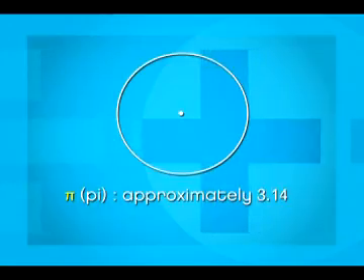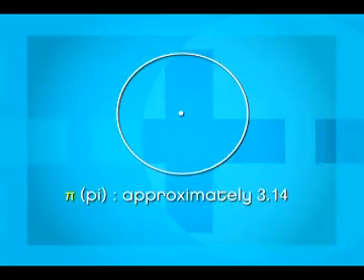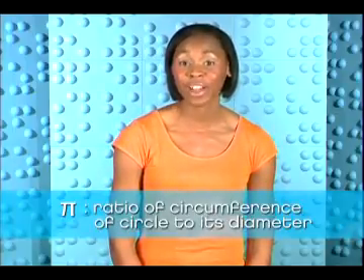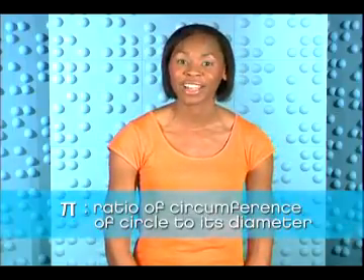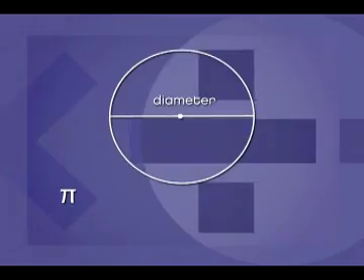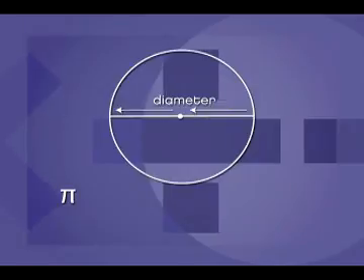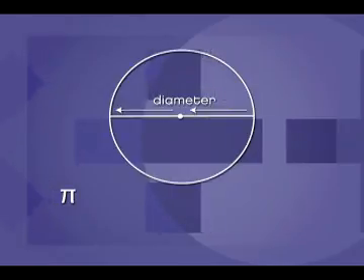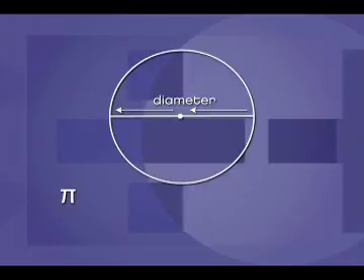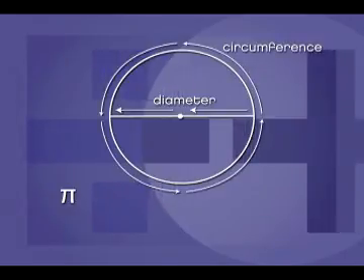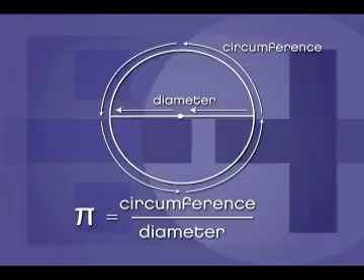Pi is spelled P-I, and it comes from a letter in the Greek alphabet. Pi is written using the Greek letter, so it looks like this: π. Okay, we said that pi is the ratio of the circumference of a circle to its diameter. Let's investigate that some more. Here's the diameter of a circle. That's the distance from one point to another on the circle through the center. It's a little more than 3 times that distance to go all the way around the circle. We can express that as a ratio. Circumference over diameter equals pi.